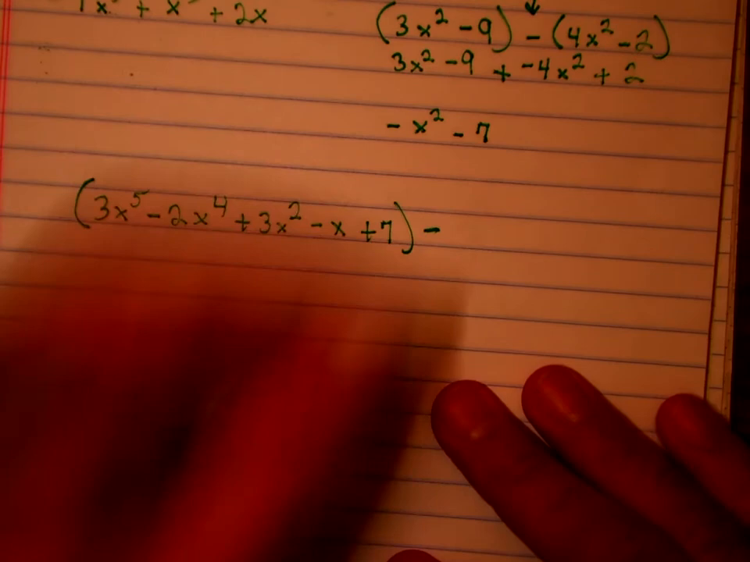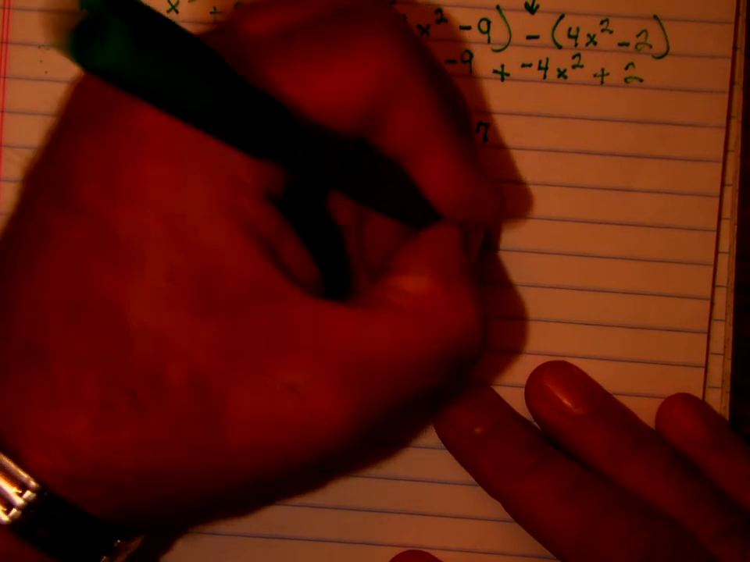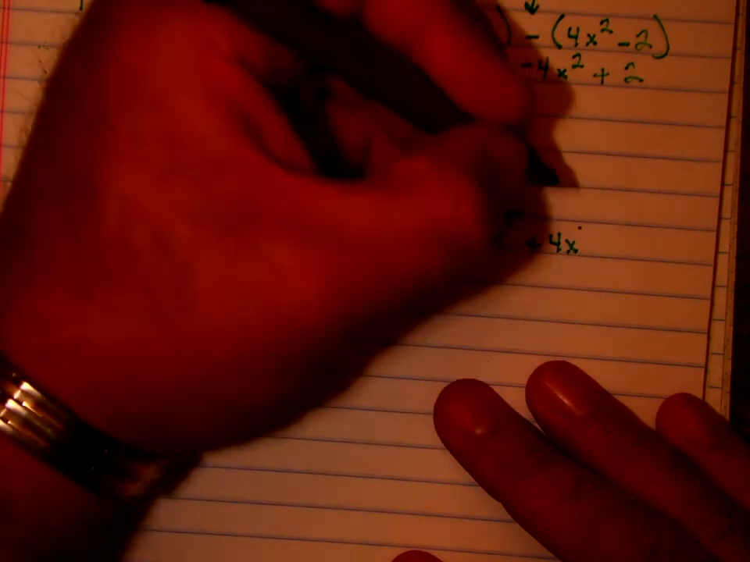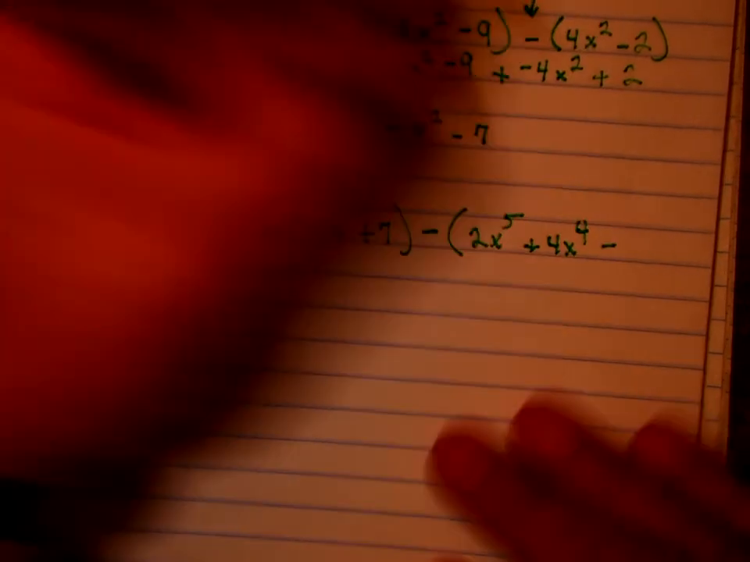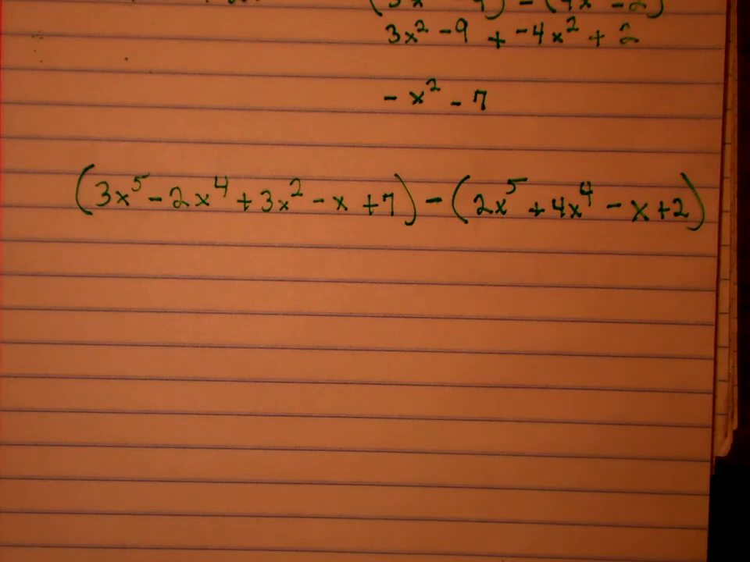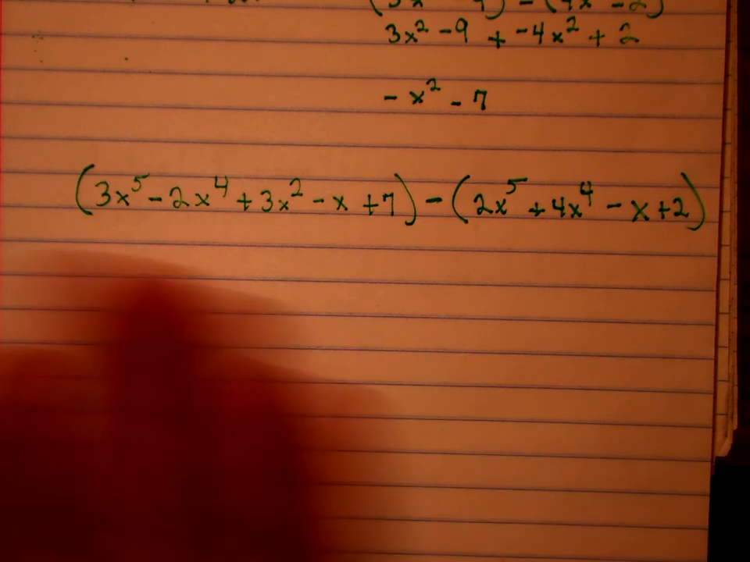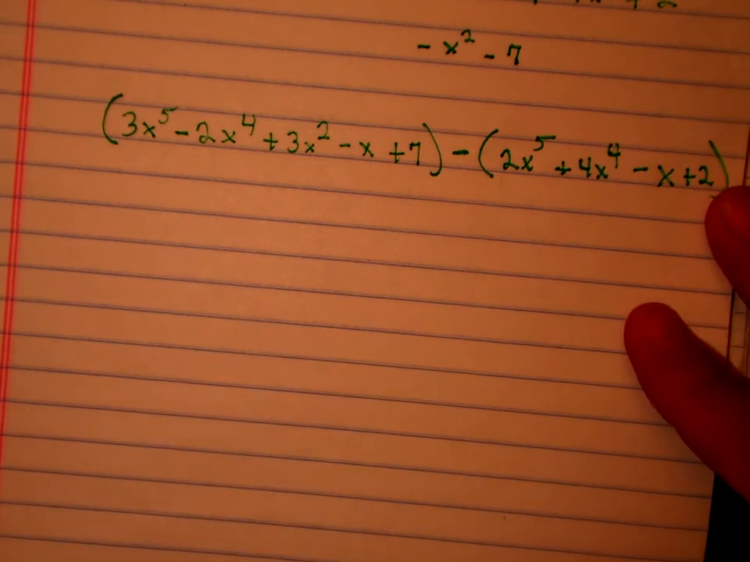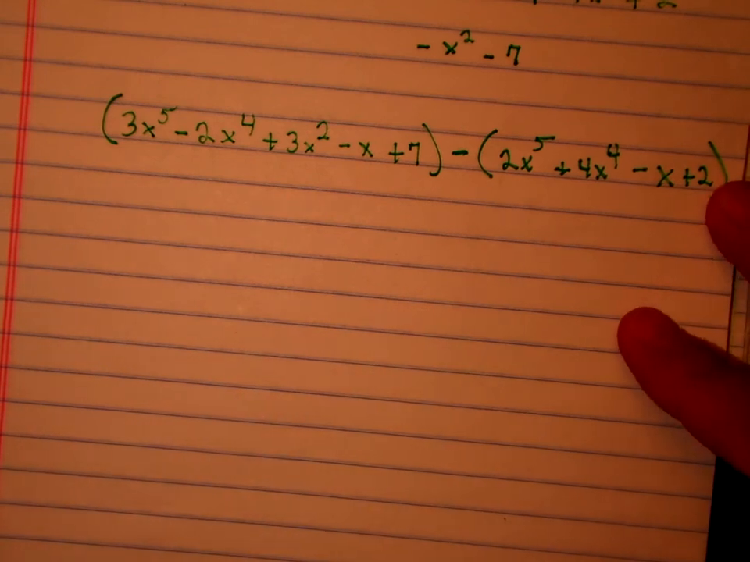Minus 2x to the 5th plus 4x to the 4th minus x plus 2. Okay, so here's something that's really, really long. And like I said, I try to make it simpler on myself because I like to add things, and adding a negative and subtracting are the same, but if I change it all so that I understand it, it will have a tendency of making it easier.